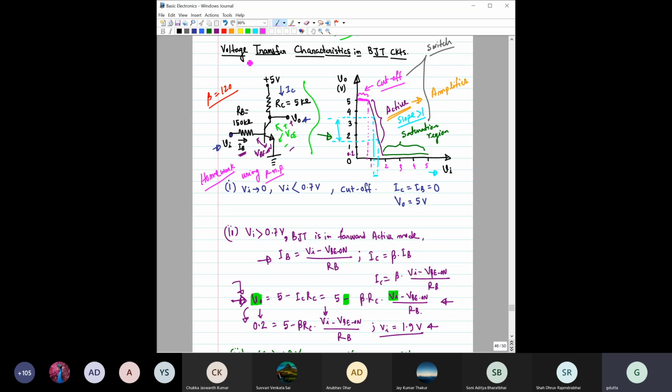Voltage transfer characteristics, in short, is also written as VTC.